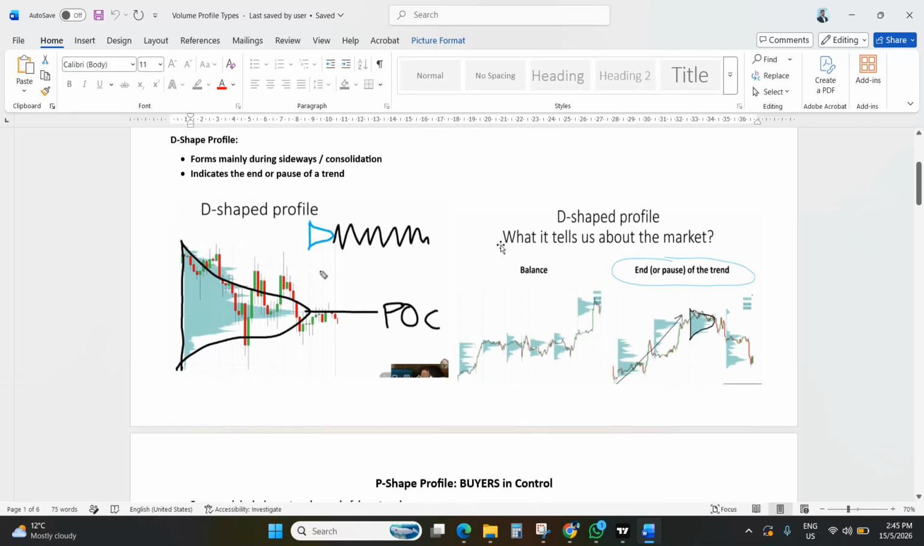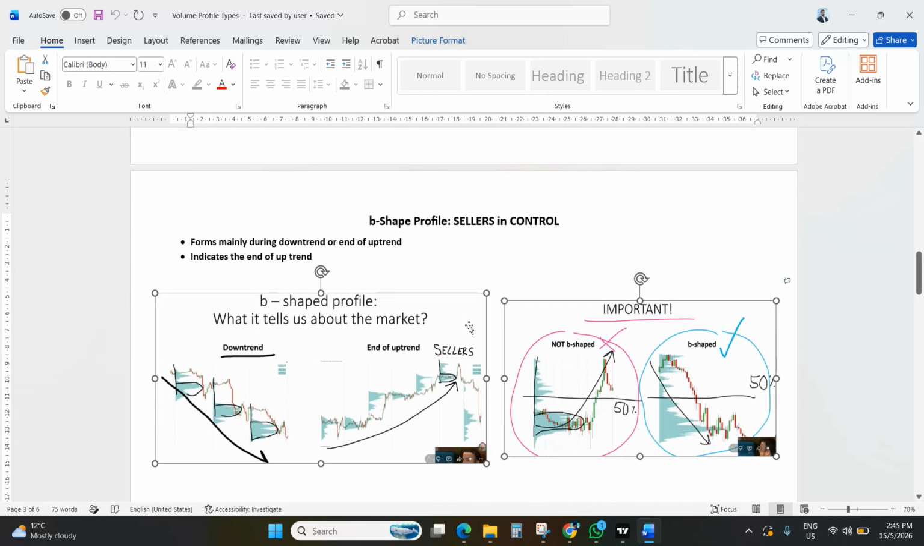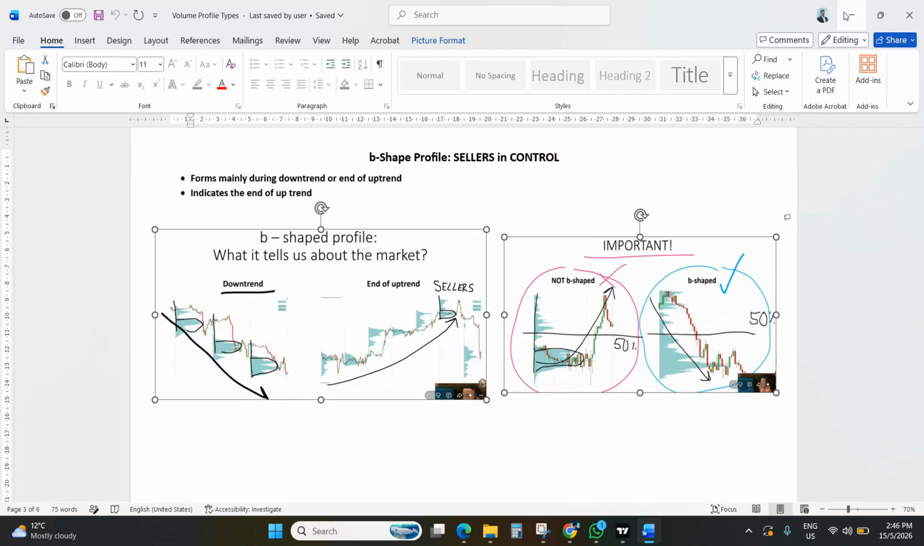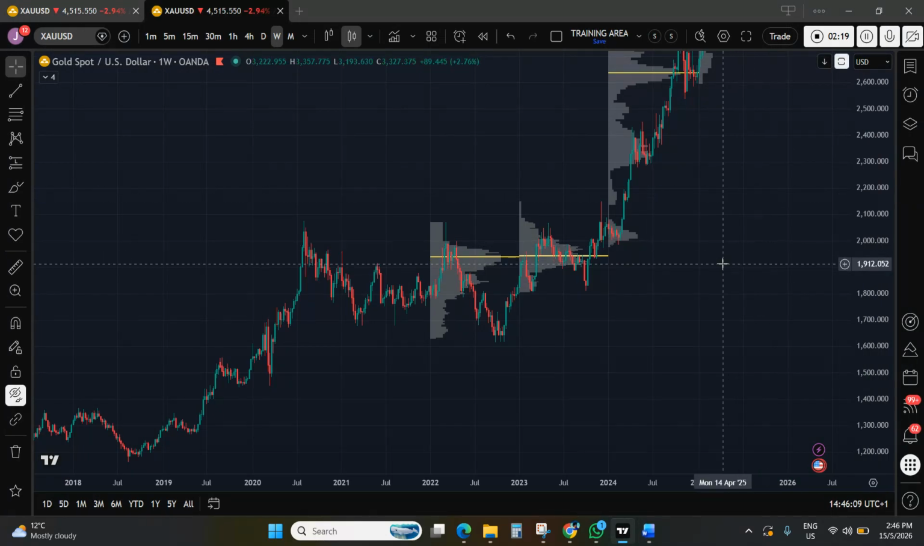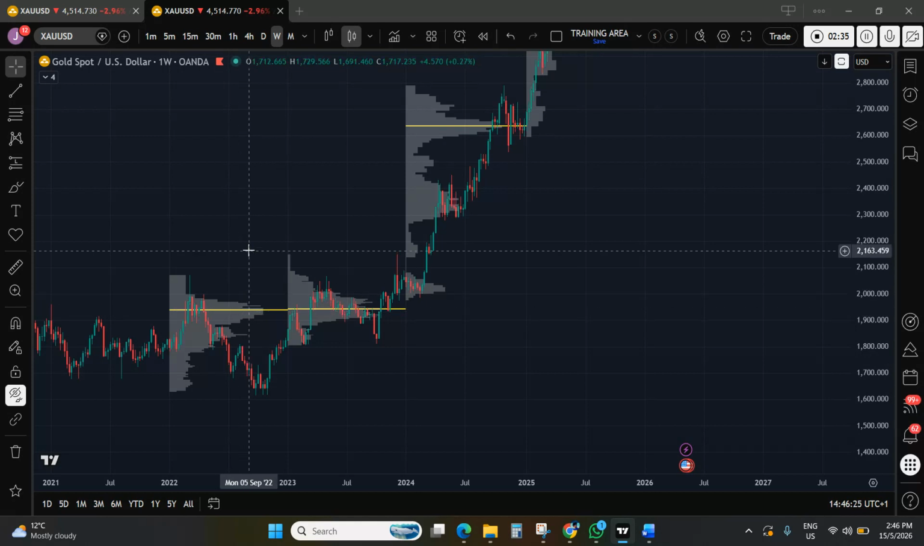So basically, when a P shape is formed, you can know the buyers are in control, right? Whereas when a B shape is formed, the sellers are in control. And there is a rule, whether it is B shape or P shape, and how to confirm those things. We have certain things for that. So here it looks like a P shape, but still the price action, if you see, is lower. It is actually below the POC, the point of control, right? So for me, it is not an actual P shape.